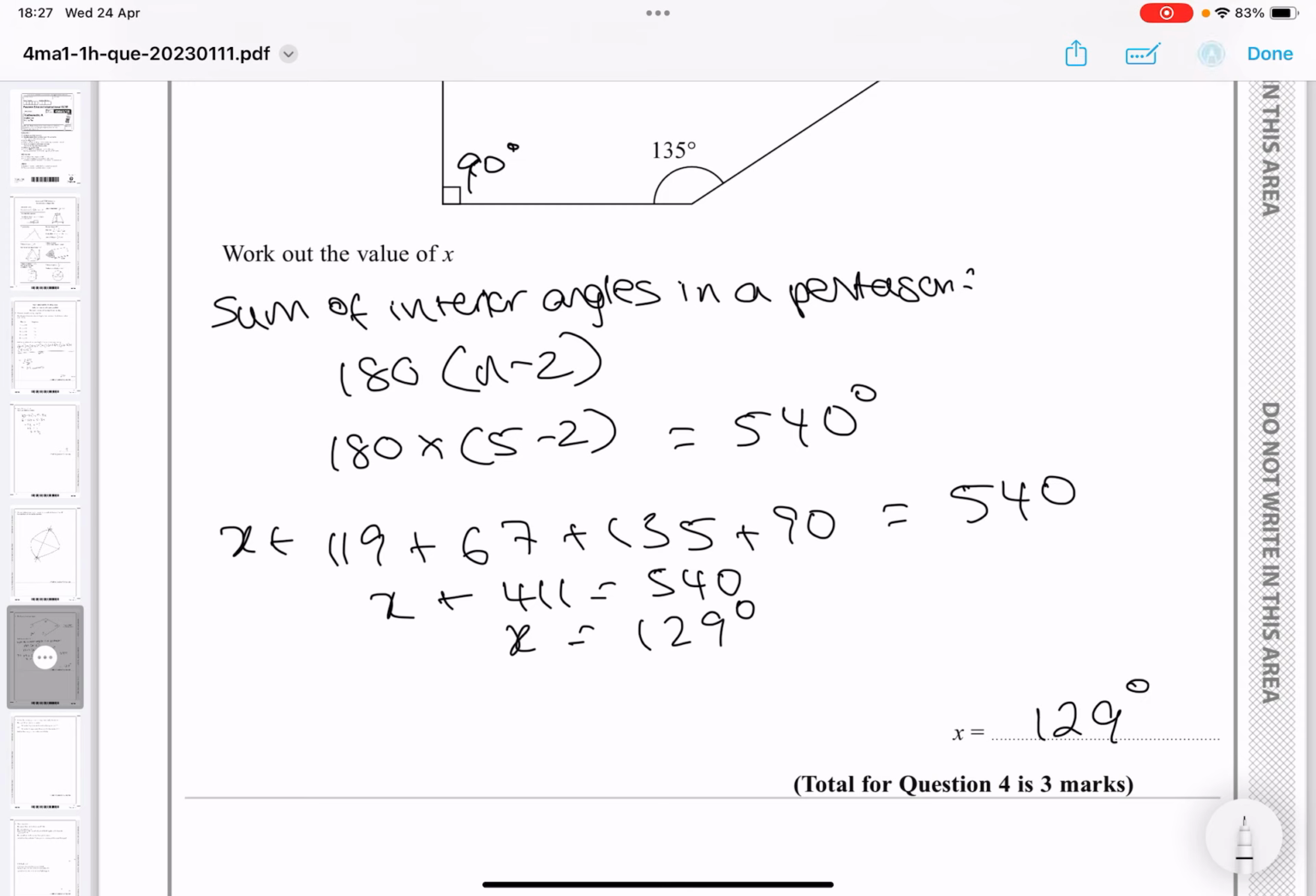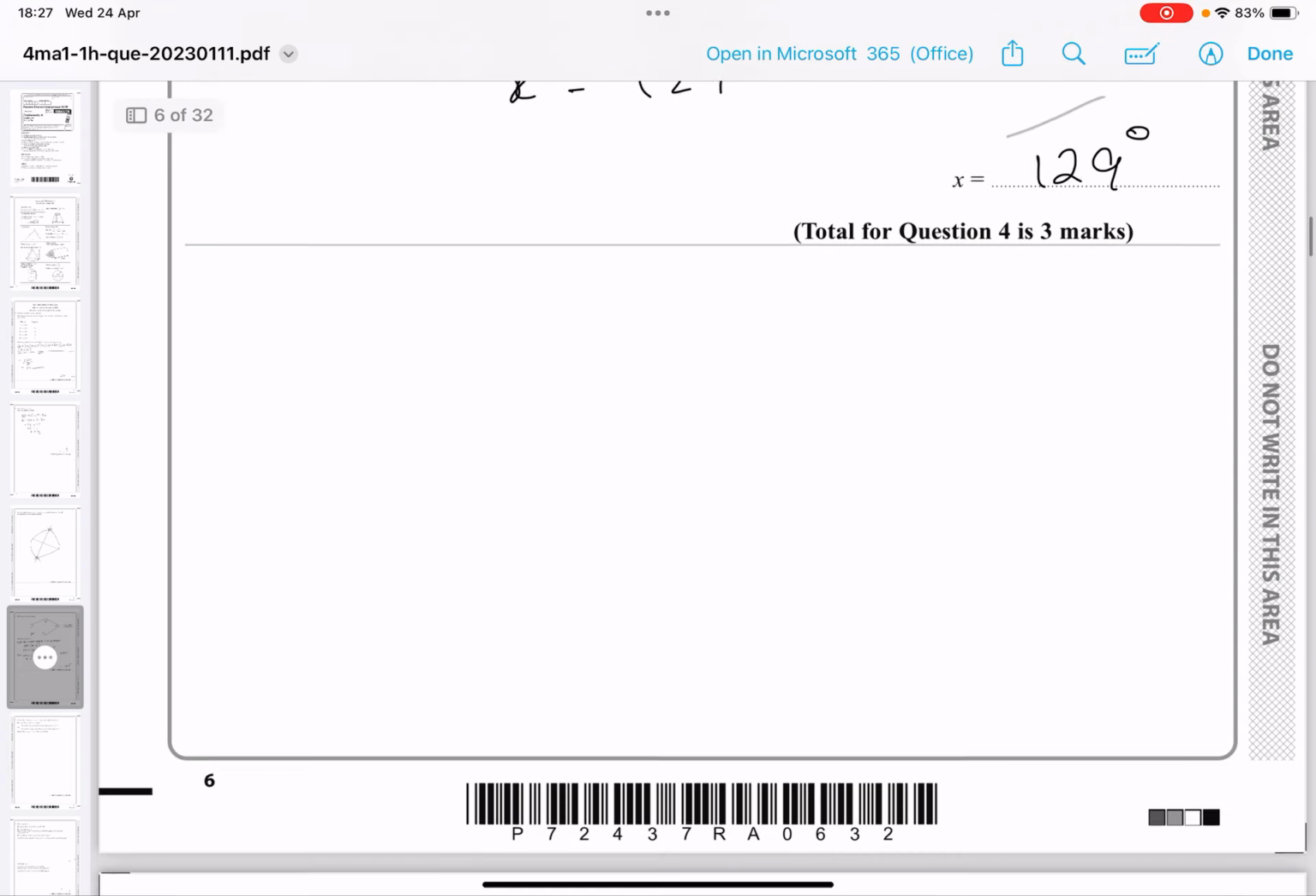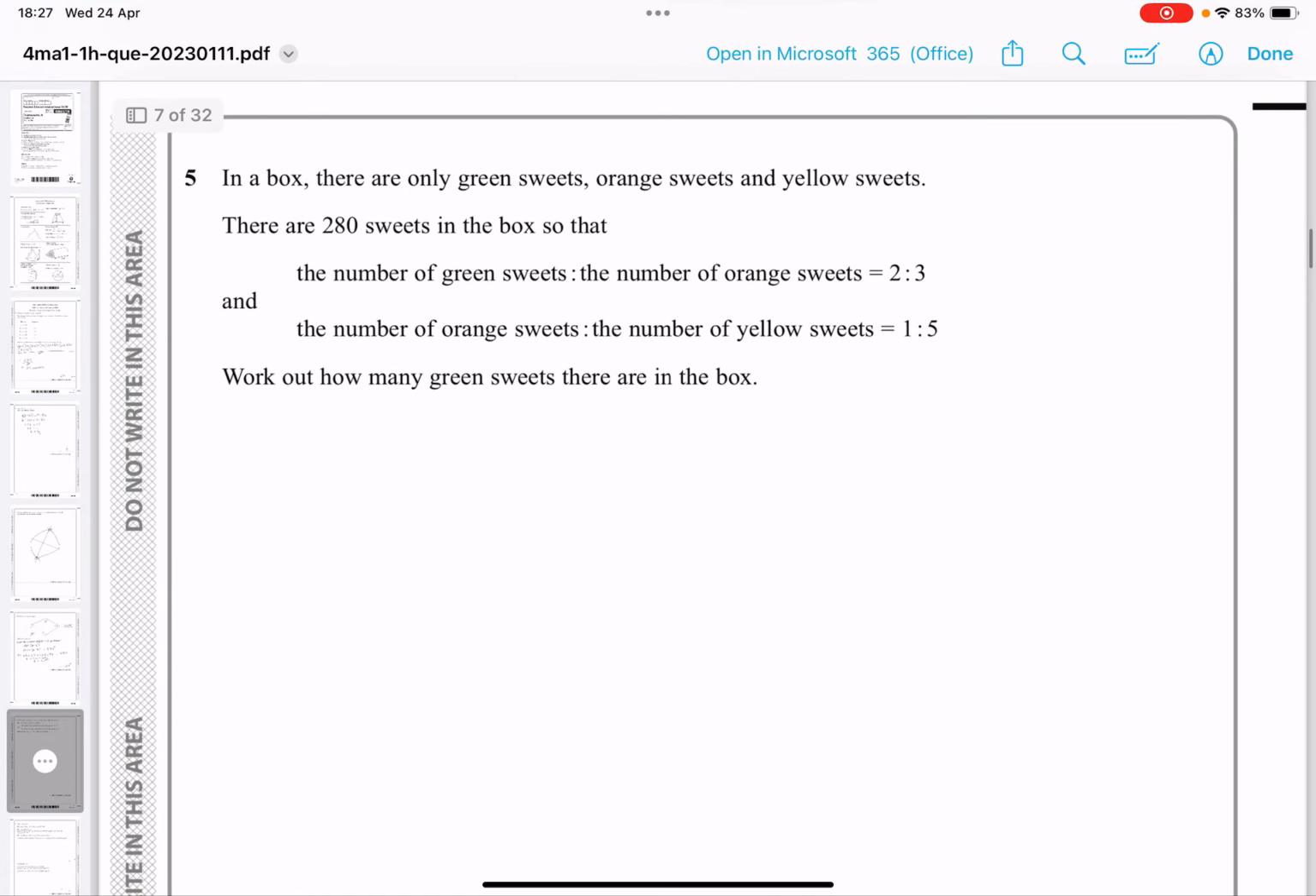129 degrees. Good. Next question. In a box, there are only green sweets, orange sweets, and yellow sweets. There are 280 sweets in the box, so that the number of green sweets to the number of orange sweets equals 2 to 3, and the number of orange sweets to the number of yellow sweets equals 1 to 5. Work out how many green sweets there are in the box.